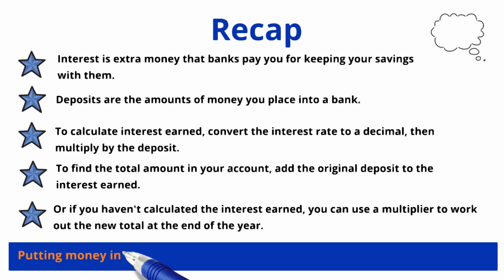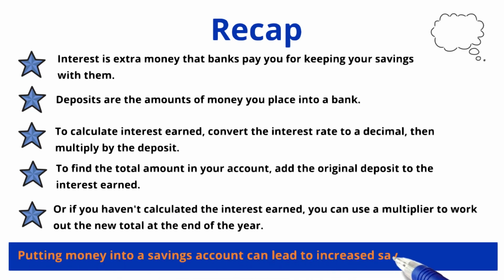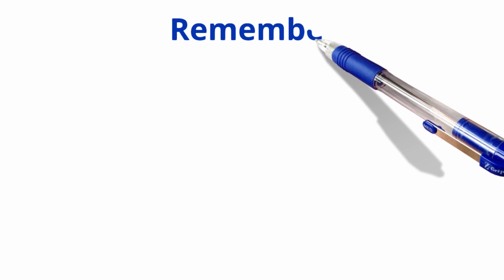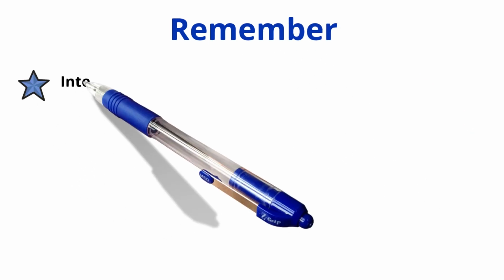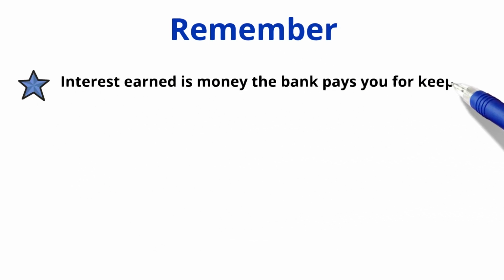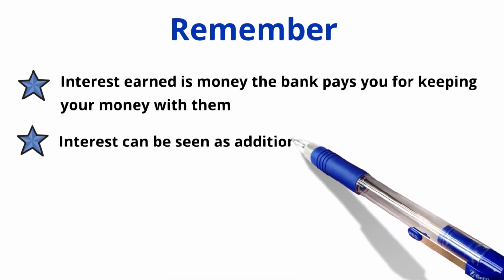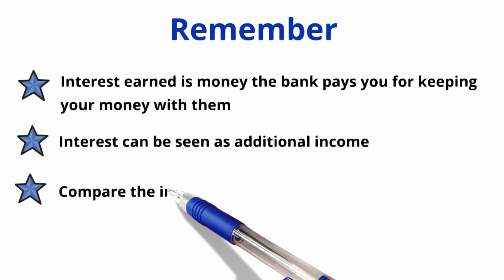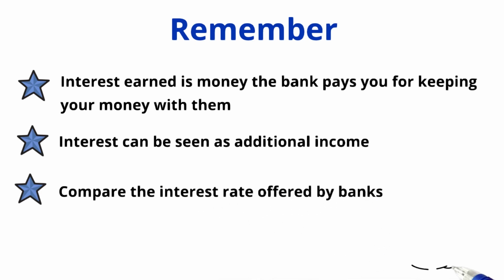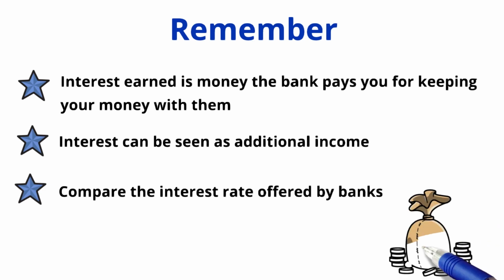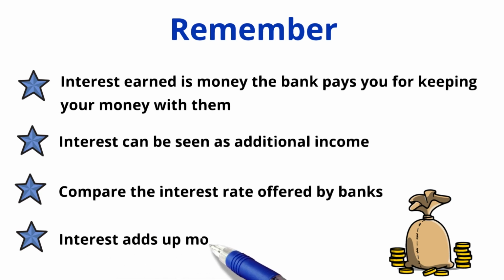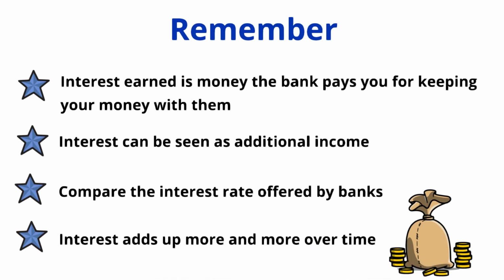Putting money into a savings account can lead to increased savings over time. Remember, interest is essentially extra money that your bank pays you for keeping your savings with them and can be seen as additional income. Different banks offer different interest rates. Always compare these rates to find the best option for your savings goals. Even a small interest rate, like the 2% we discussed with Lucy's account, can increase your savings over time. The £2 Lucy earned this year is just the beginning.